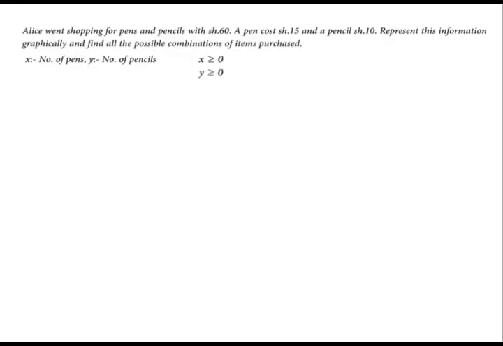Secondly, whatever combination she buys, she cannot spend more than 60 shillings. Remember, x and y represent the number of items to be bought. We have the price for each item. x pens at 15 shillings makes it 15x, plus y pencils at 10 shillings make it 10y. That must be less or equal to 60. This simplifies to 3x plus 2y is less or equal to 12. These are the three inequalities.